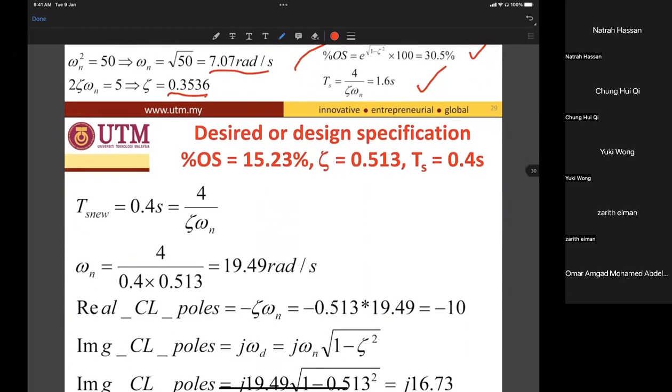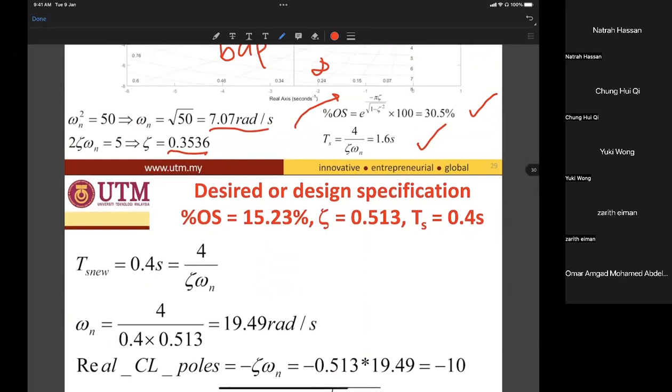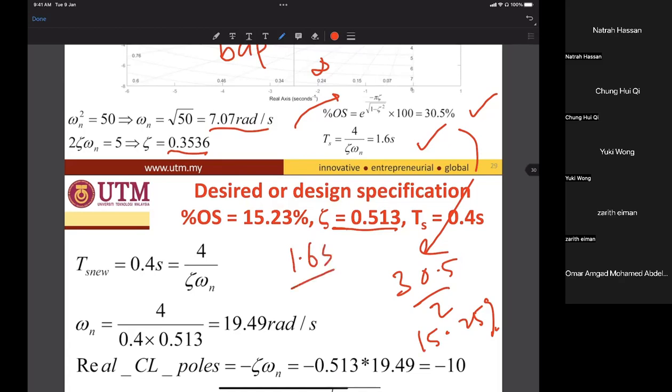But our desire is we want to reduce 30.5 to half, a 50% reduction. So 30.5 divided by 2 is 15.25. Zeta is still maintained and the settling time is 0.4 seconds, which is 1.6 seconds divided by 4. So that is the target.